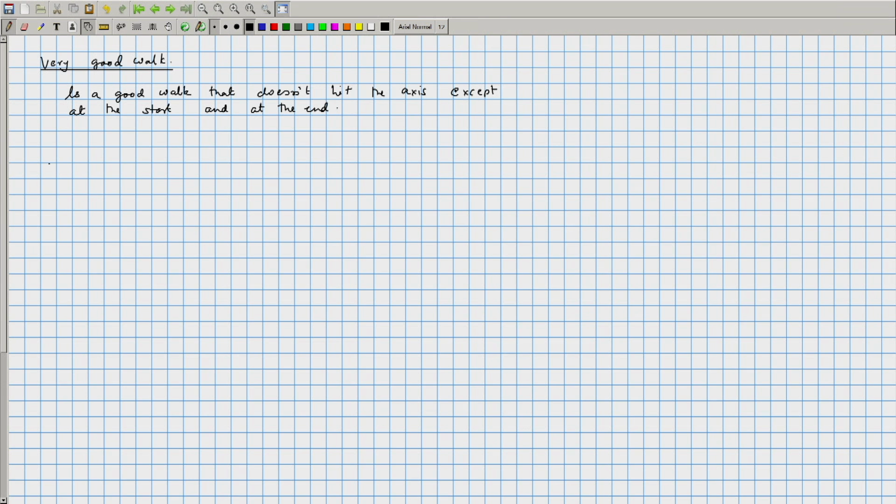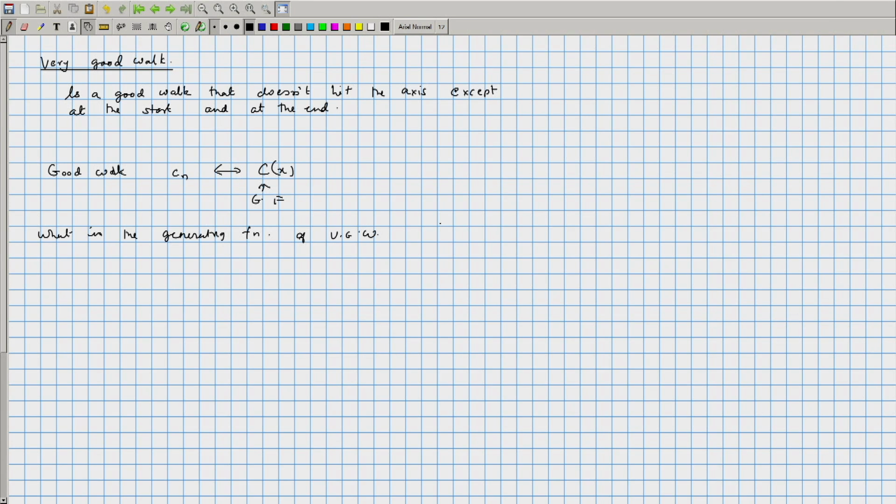Okay. So, good walk, we know its generating function. The number of good walks of length n is Cn, and its generating function is going to be, let us say, Cx. What is the generating function of a very good walk? Okay, that is what we need to determine.